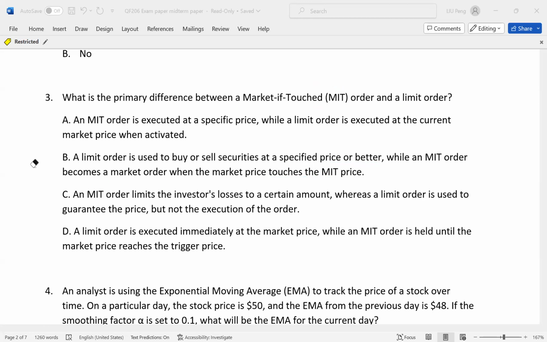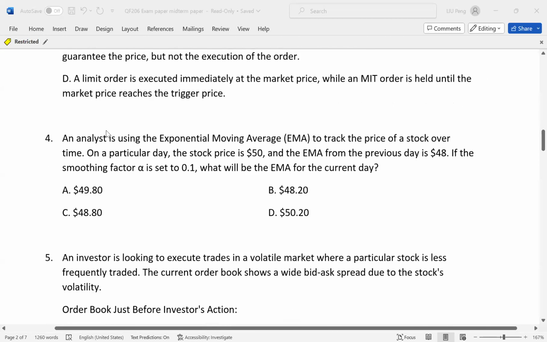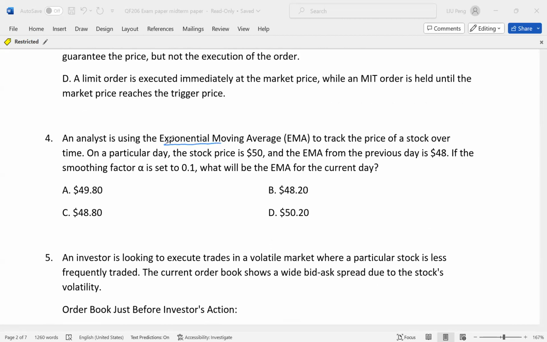So let's move into the next one. Okay, so this one, we're asked something about the exponential moving average, EMA. When you encounter this one, immediately you should think about what it means, right? We're going to calculate a smoothed price. So EMA for time period t. At this point, I want to calculate the corresponding EMA.